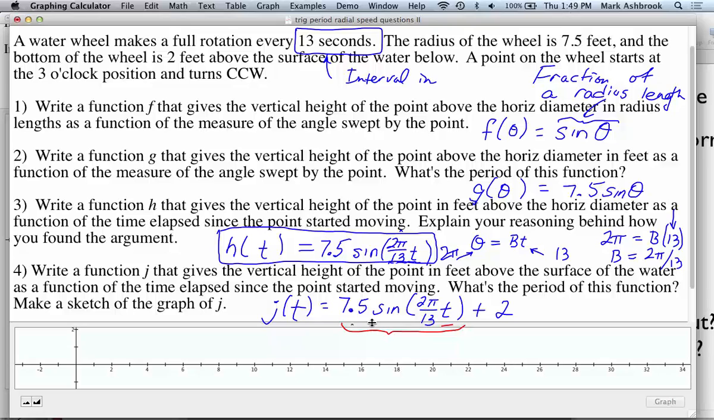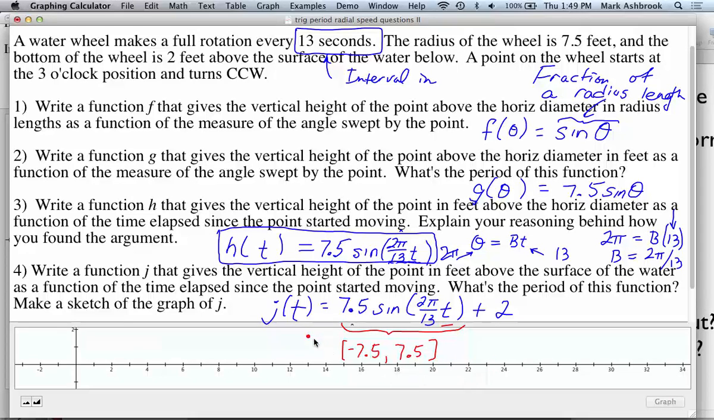Christian, you agree with that? Negative 7.5? Yeah. So it's going to be negative 7.5 feet below the horizontal diameter. That's going to be the lowest it can get. And what about the highest? Positive 7.5.